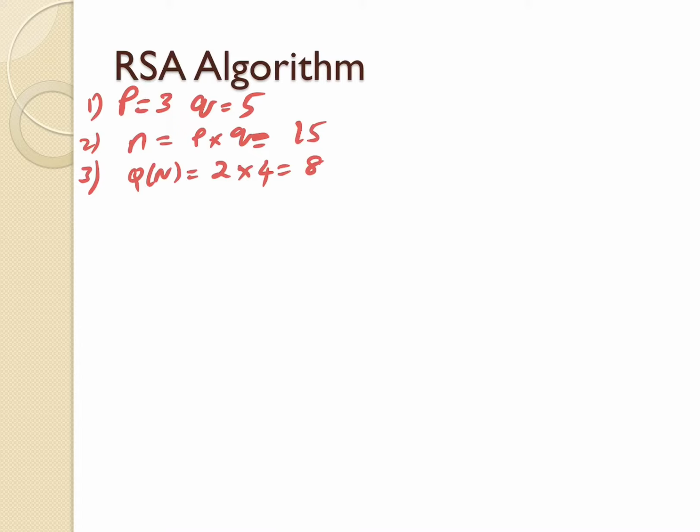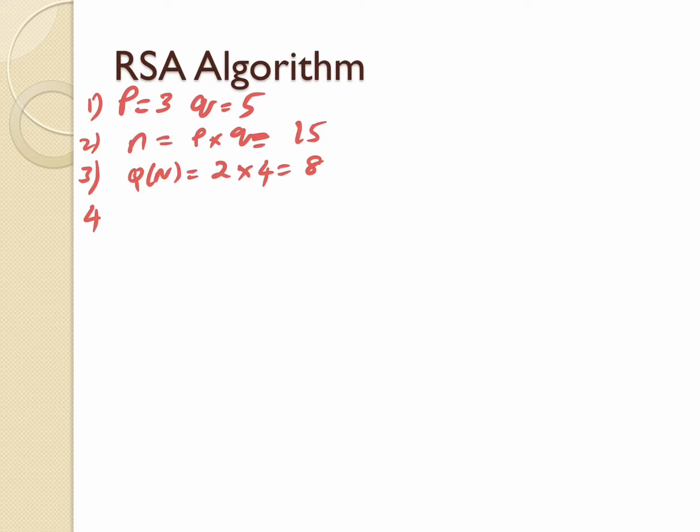And step number 4 is choosing E. Basically, what we are doing now is finding the encryption lock key and the decryption lock key. Using those keys, we are going to encrypt the data and decrypt the data. That is what I'm doing in this demonstration. So the fourth step is choosing E, which has to satisfy two properties.